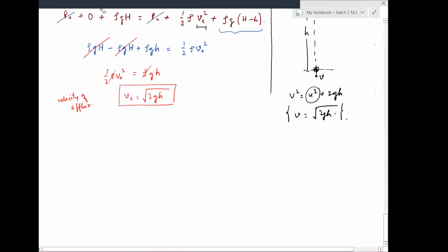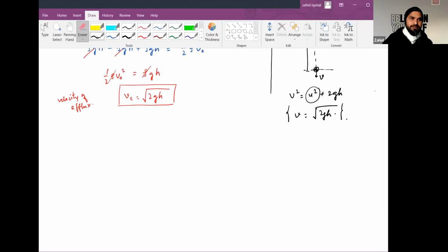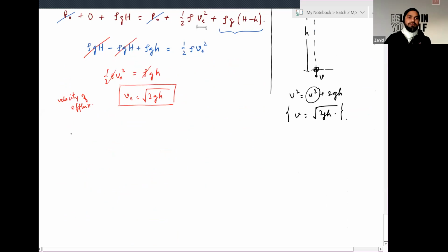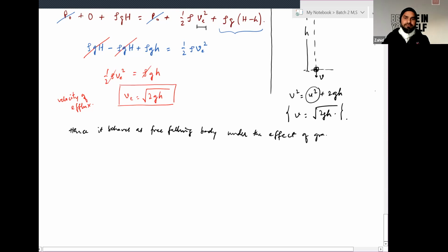Yes, sir. So we can conclude from this part, hence it behaves as a free falling body under the effect of gravity alone.